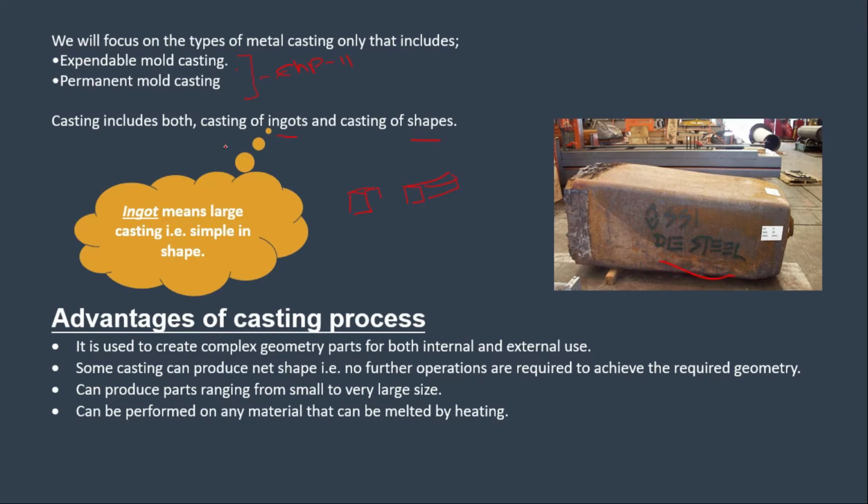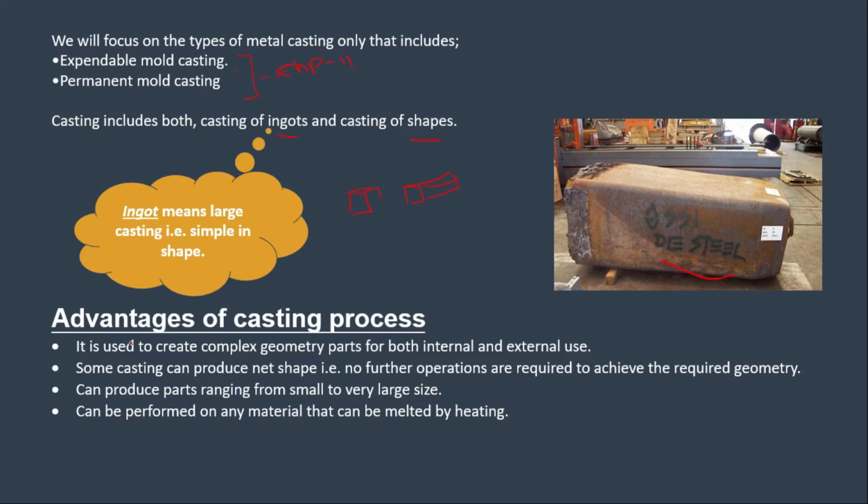So casting can be used for casting of ingots, the large casting simple in shape, or casting of specific shapes, like gears and some pipes. They have specific geometries, whereas an ingot does not have any specific geometry. It will be further processed in some other mechanisms to get the final product. Now we will see some general advantages and disadvantages of the casting process.